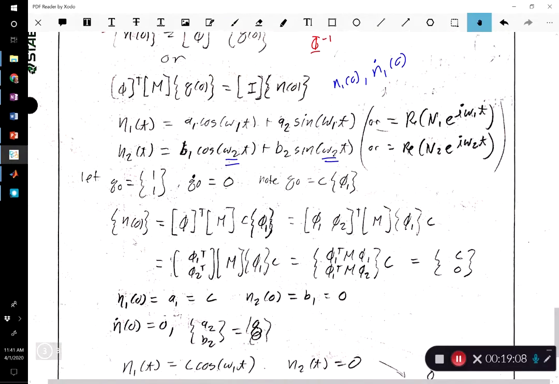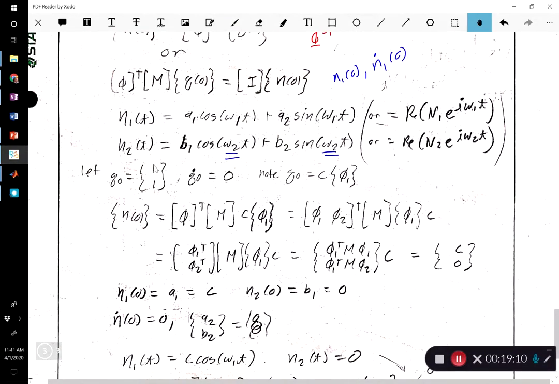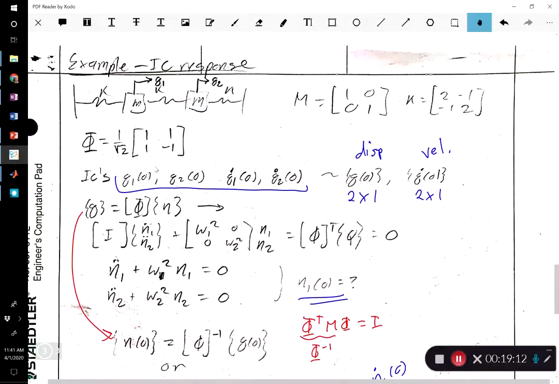So let's take an example. Let's say our initial condition was 1, 1, or in other words, at time 0, we displace this mass, we move it to the right by 1 unit, and then we move this one to the right by 1 unit, and then we let them both go. So this would be true at t equals 0, then we let them go so there's no force applied to them after that.